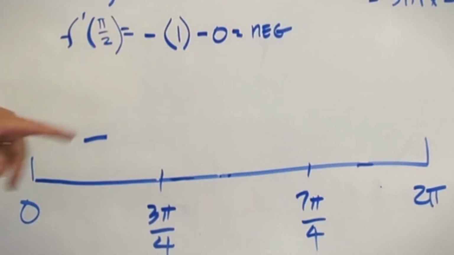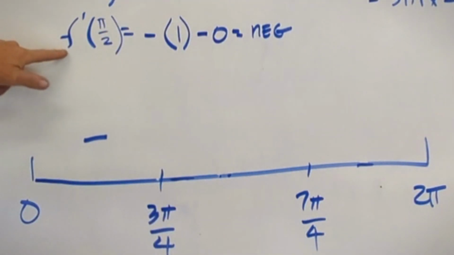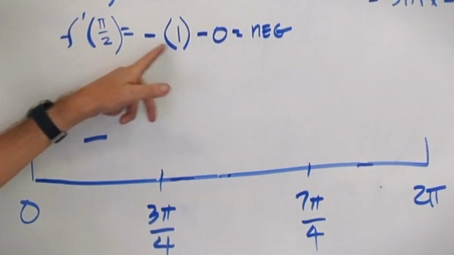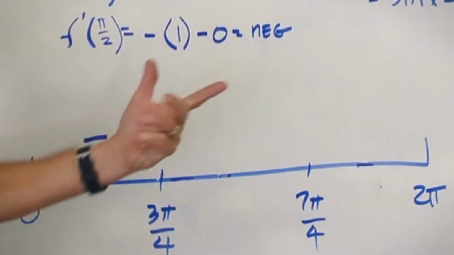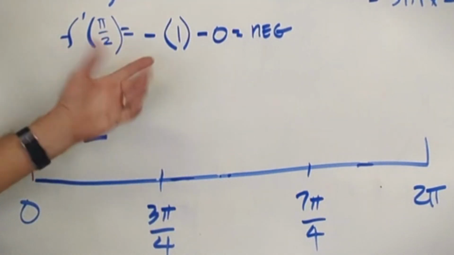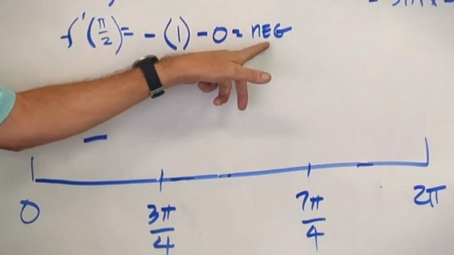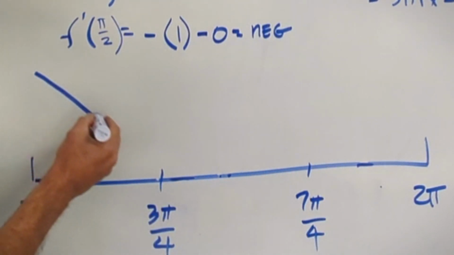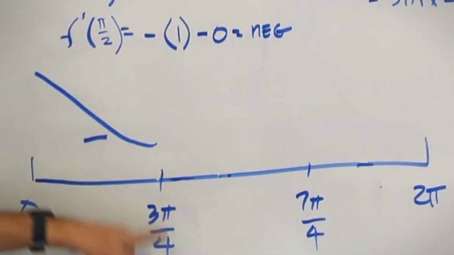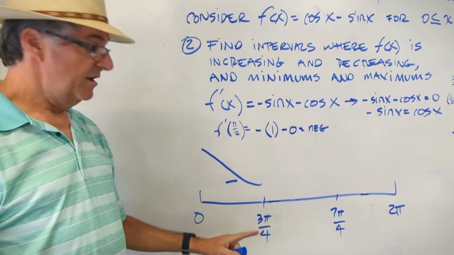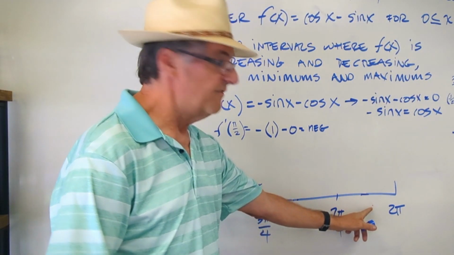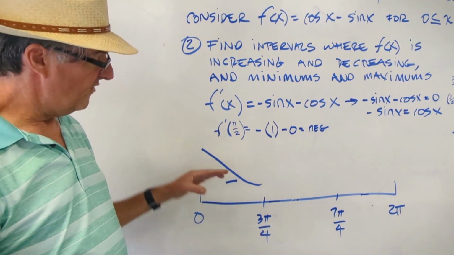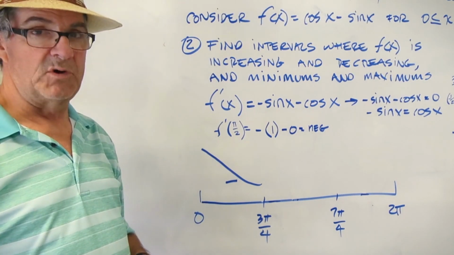What I did is I picked 90 degrees, or pi over 2, and plugged that into f prime, my derivative function. At 90 degrees, sine is 1, so I have a -1, minus 0, because cosine at 90 degrees is 0. So the answer is -1, which is negative. I know my function is decreasing here, so I can start to sketch that in. That means I'm going to have a minimum here at 3 pi over 4. Now I want you to pick two values for here and test those ranges, to confirm what the derivative function is doing.